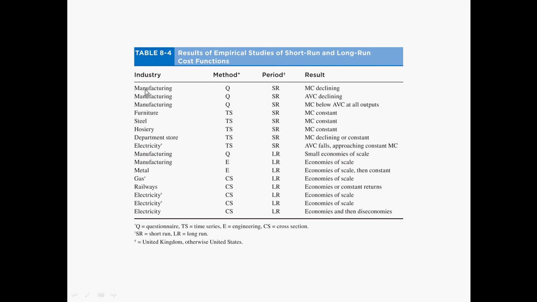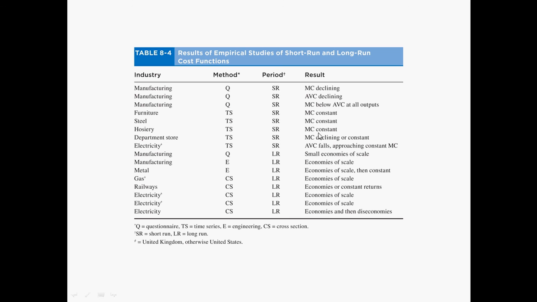So this sort of summarizes different surveys that study short-run and long-run cost functions, and these can have different properties. So marginal cost declining, average variable cost declining, marginal cost below average cost at all outputs. So this points to a lot of economies of scale. Manufacturing down here, small economies of scale, many of these have economies of scale.